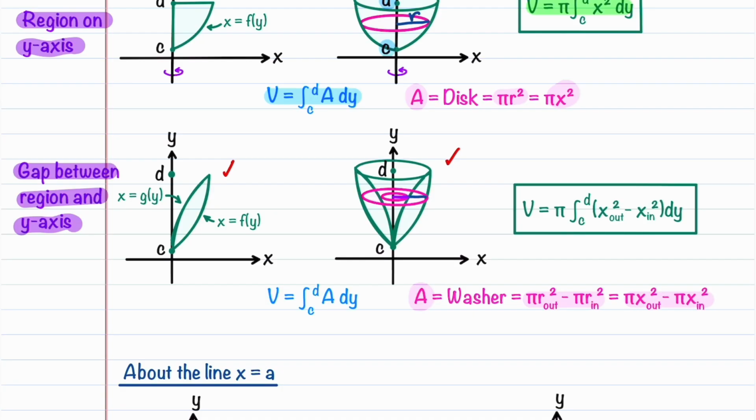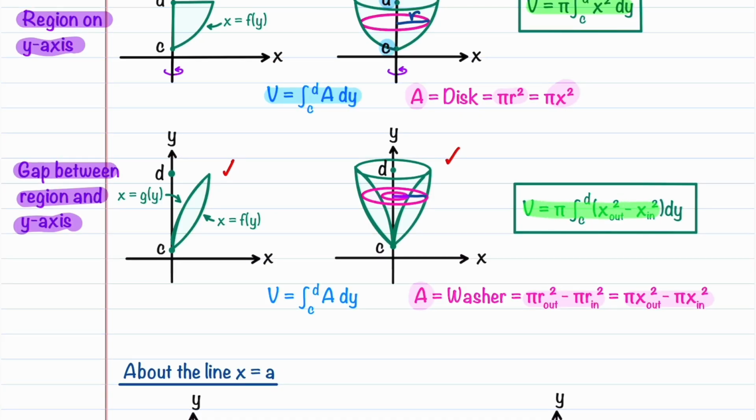And the formula for the volume for the solid of revolution is V is equal to pi times the integral from c to d of x out squared minus x in squared, where x is a function of y, times dy.